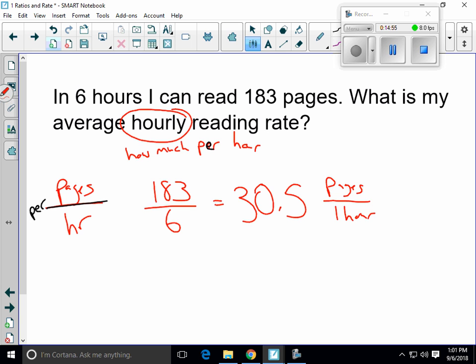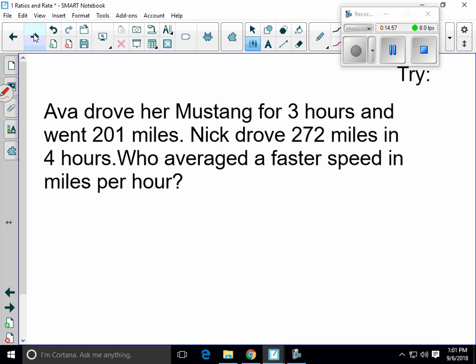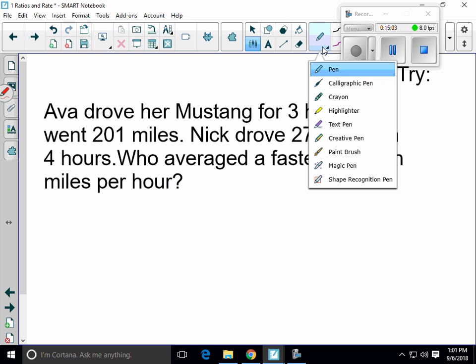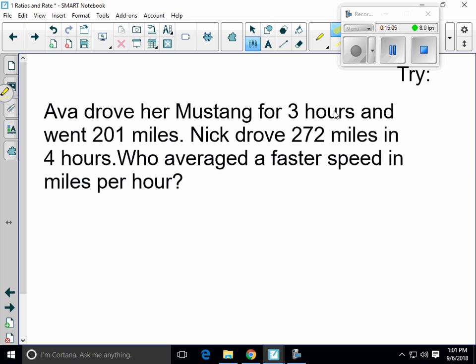Alright, here's one for you to try. Remember to look at the question to see the order to make your ratio. And you're going to compare Ava's speed to Nick's speed. Please pause the video and try that one out.